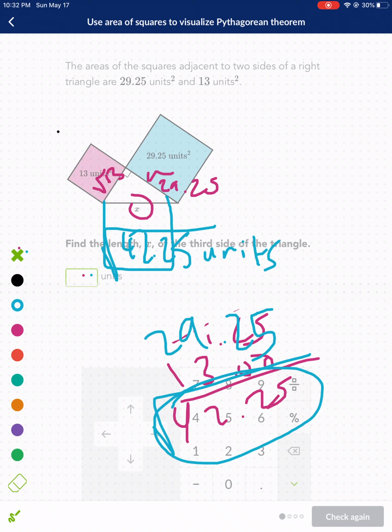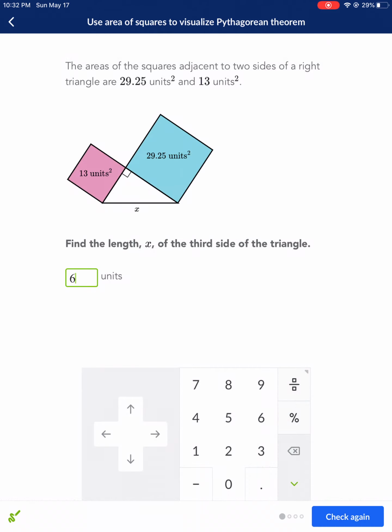Now, this problem is difficult because I've been solving these a few times to get the hang of it. And so that's why it's giving me a number that's not a perfect square. So I go to my calculator to find the square root of 42.25. And my calculator tells me that it's 6.5. But I only knew that because I used the calculator.